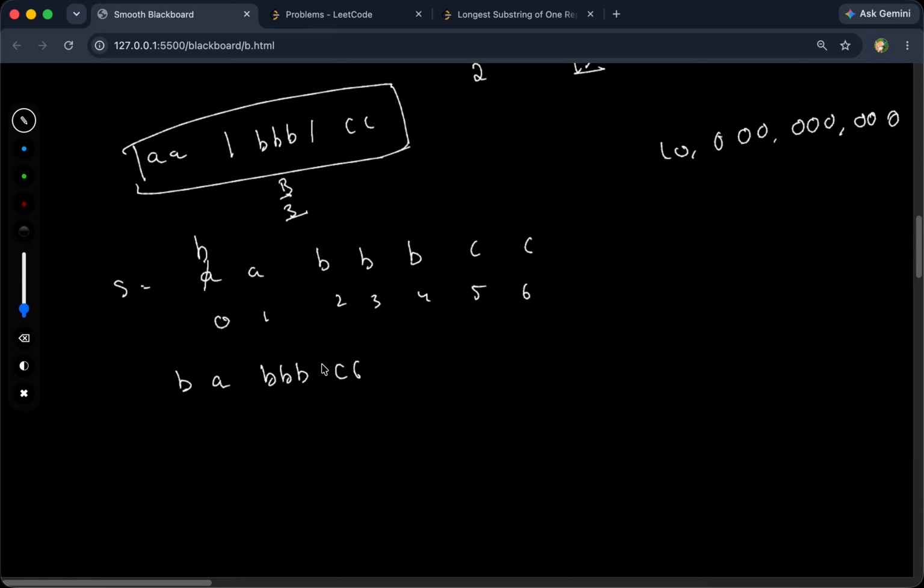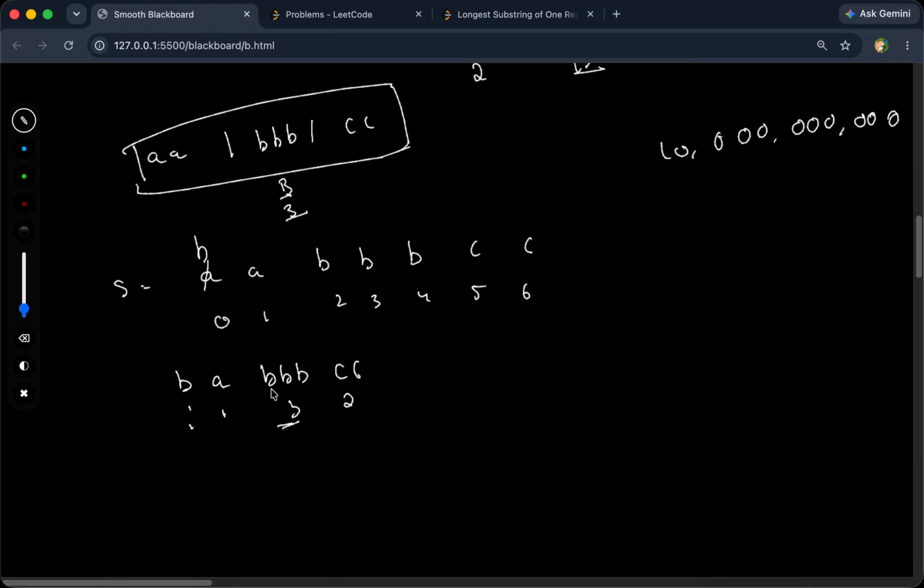Now we again check the groups starting from the left. B has one time, A has one time, this B is 3 times, and this C is 2 times. So the answer is 3.